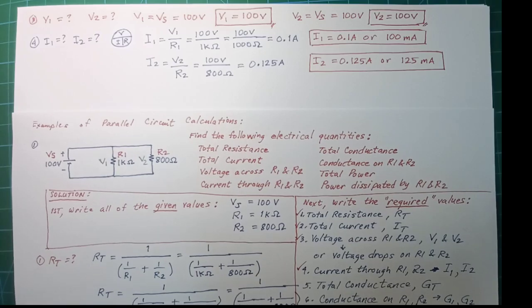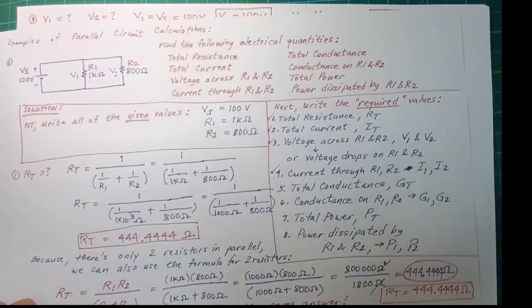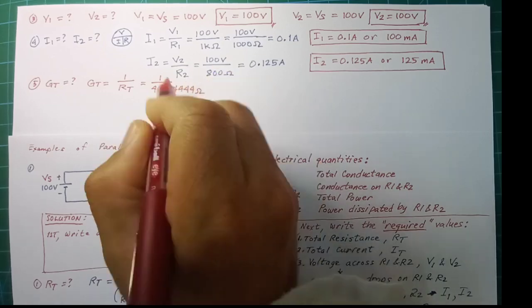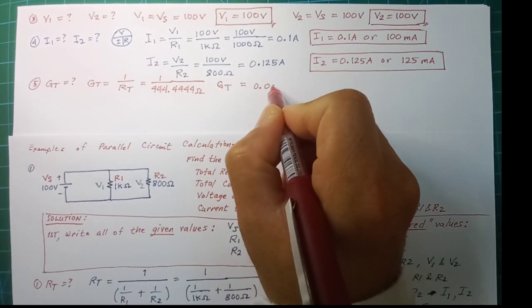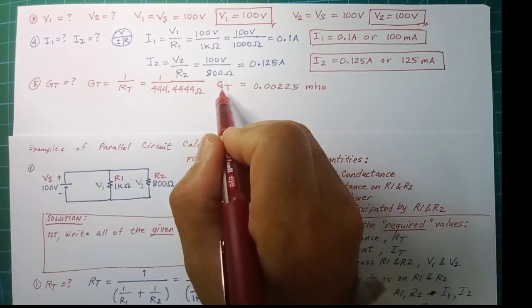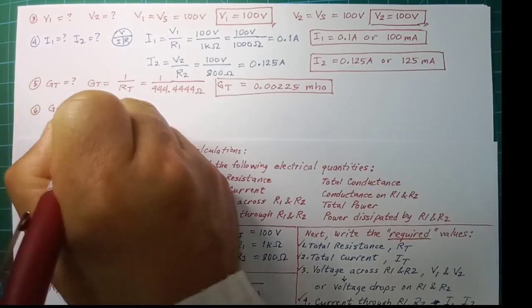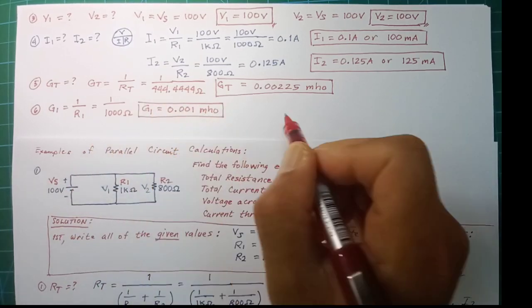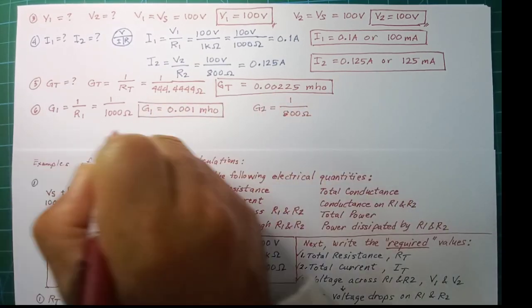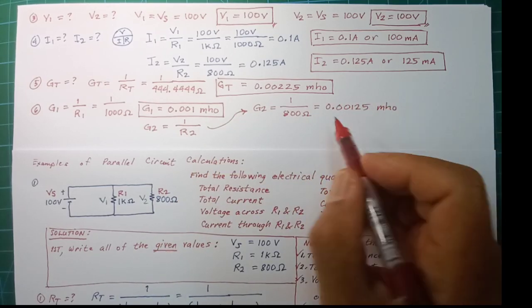Now for the fifth one, we calculate the total conductance, which is the reciprocal of RT, so 1 over RT, and we got 1 over 444.444, so we got 0.00225 mho. That's the unit of the conductance. And for G1 and G2, we get the reciprocal of R1 and R2. We got the answers 0.001 mho and 0.00125 mho.